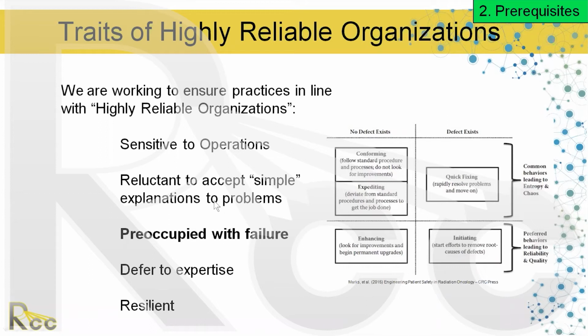Reluctant to accept simple explanations for problems. If something goes wrong, there's often the 5 whys. So there's the why did it go wrong? Well, because of that. Well, but why that? Well, it was because of something before that, and eventually, if you dial it down, you can find why it really went wrong, and often it was a procedural error early in the chain.